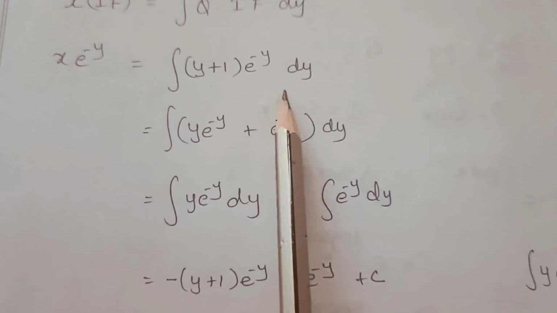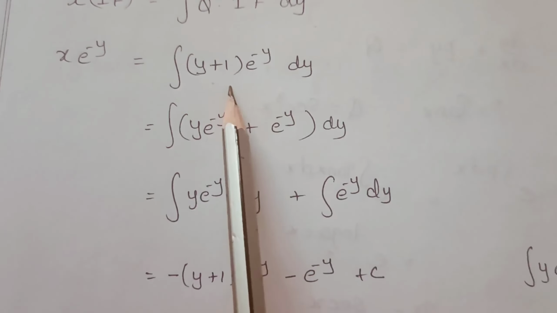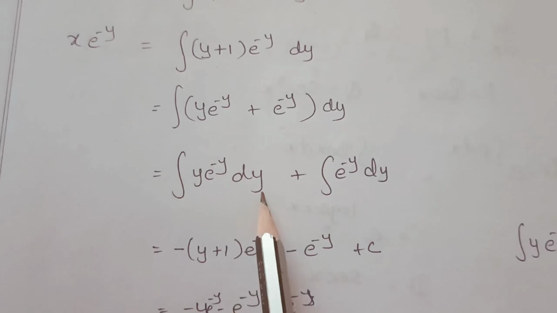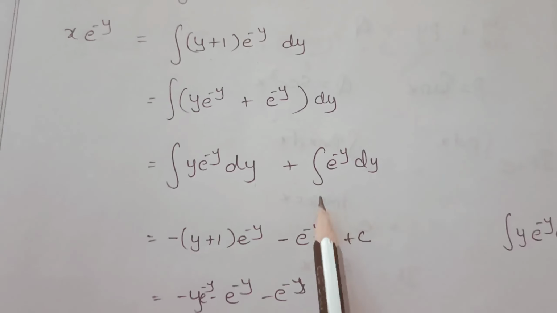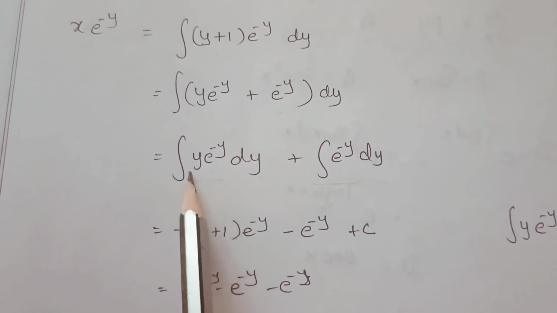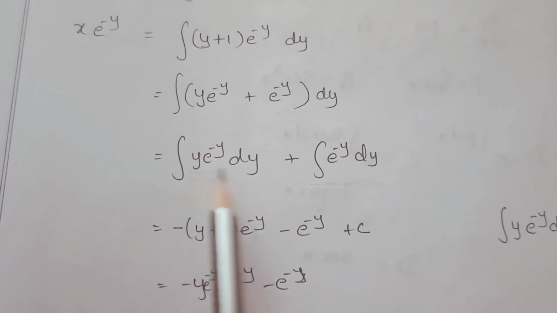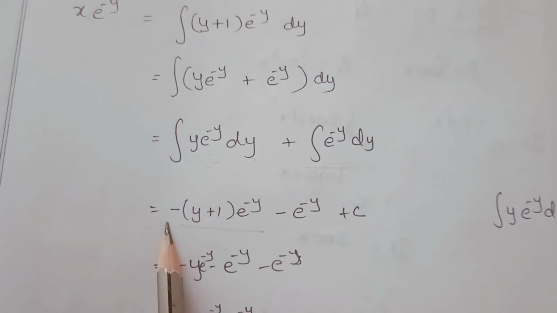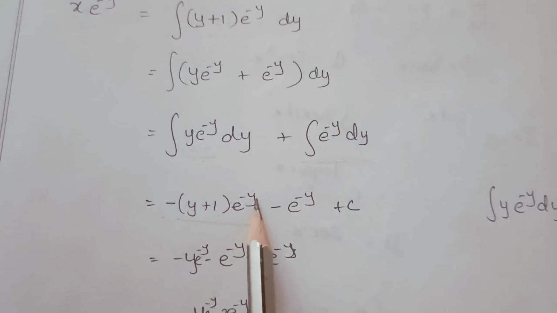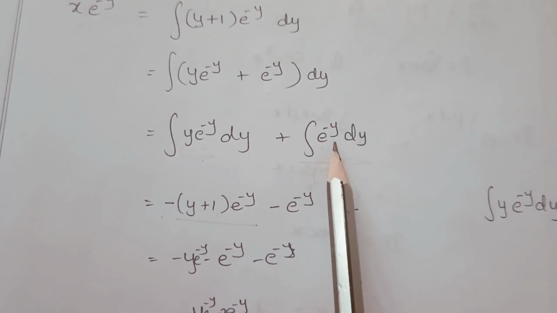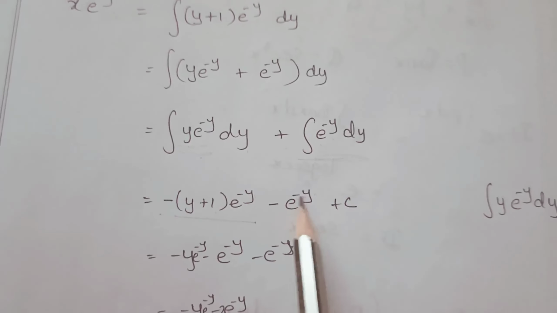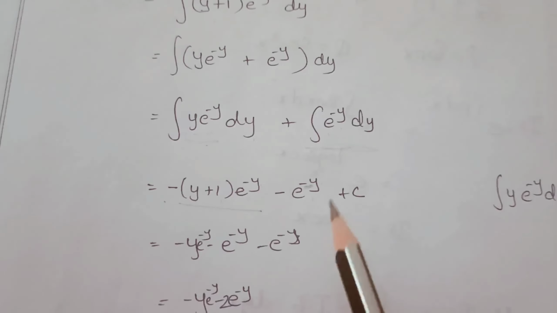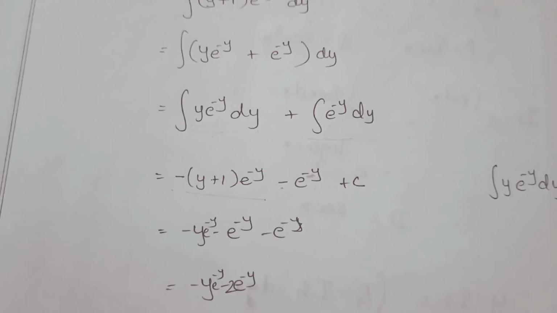Okay, multiply e power minus y with this and 1 also. Now give separately integration of y e power minus y dy plus integration of e power minus y dy. We know this, but here both are in multiplication, so we have to apply the uv rule. After applying the uv rule, you will get this value minus y plus 1 e power minus y. This one, e power minus y integration is e power minus y, but minus y derivative is minus 1, so minus 1. Here minus is coming, plus c.